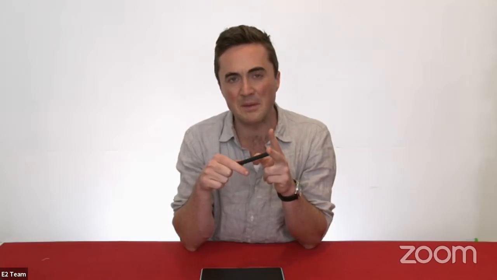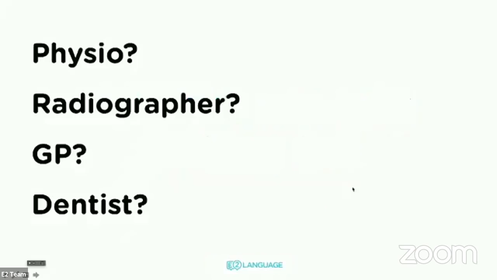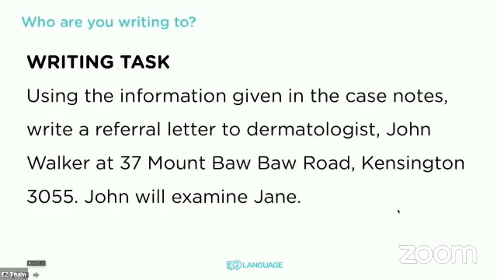For example, if you're writing to a physio, obviously you want to include things about the body and muscles and aches and sprains and stretching exercises and stuff like this. But if we're writing to a cardiologist, that will be less important, maybe even irrelevant. So the profession, who you're writing to, is critical. It might be a physio, radiographer, GP, dentist, etc. Who are you writing to in this task?